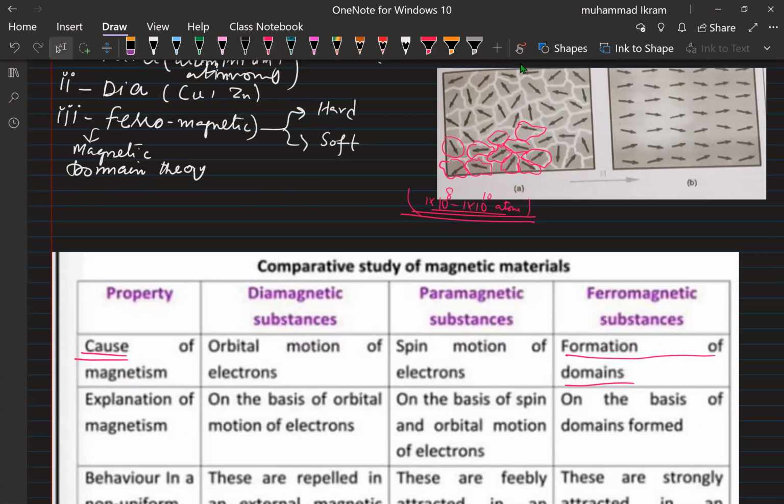The response is so strong that even when you remove the external magnetic field, some of the domains still remain aligned. So in the ferromagnetic substances, once the magnetic domains align, they stay aligned even when the permanent magnet is removed. So they remain magnetized even when the permanent magnet is removed.